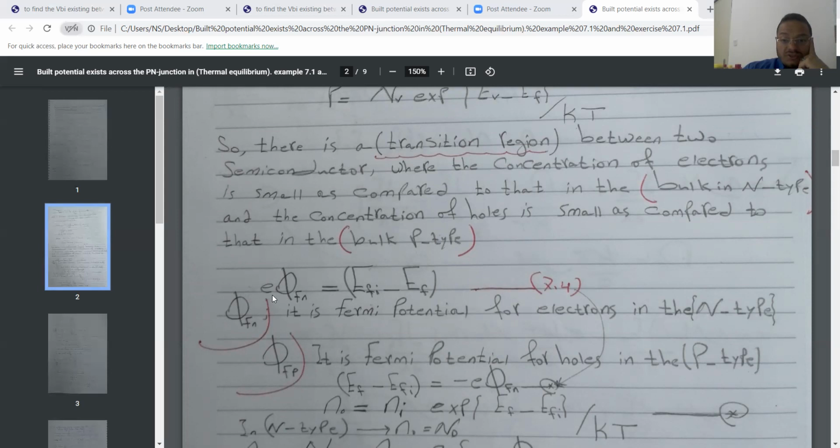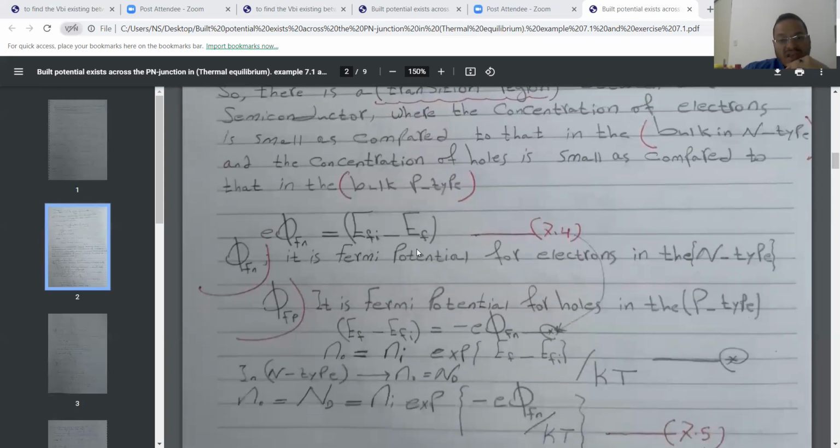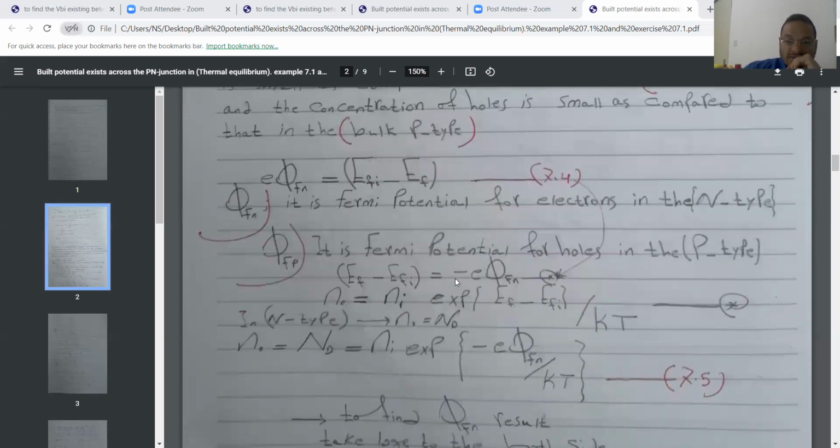Here, the potential of electrons equals the intrinsic Fermi level minus the Fermi level. To make this equation the Fermi level minus the intrinsic Fermi level, we multiply equation 7.4 by minus 1, so that the Fermi level minus the intrinsic Fermi level equals minus the potential for electrons in n-type, like here. And we will benefit from this equation. How we can benefit, I will tell you.